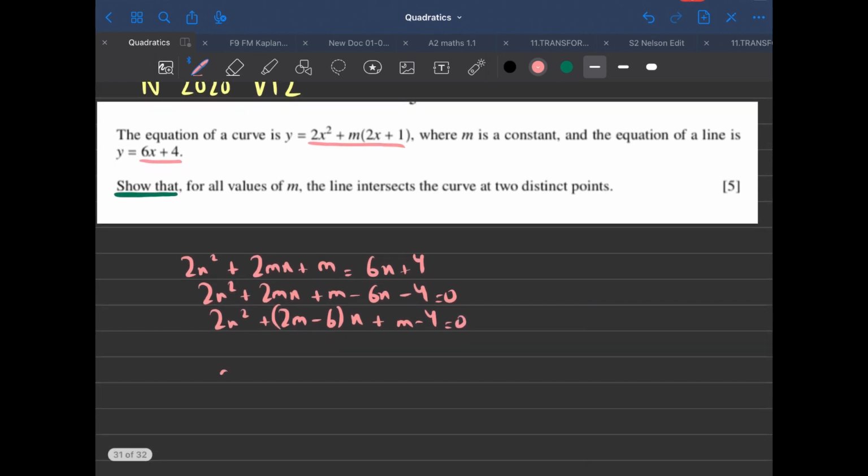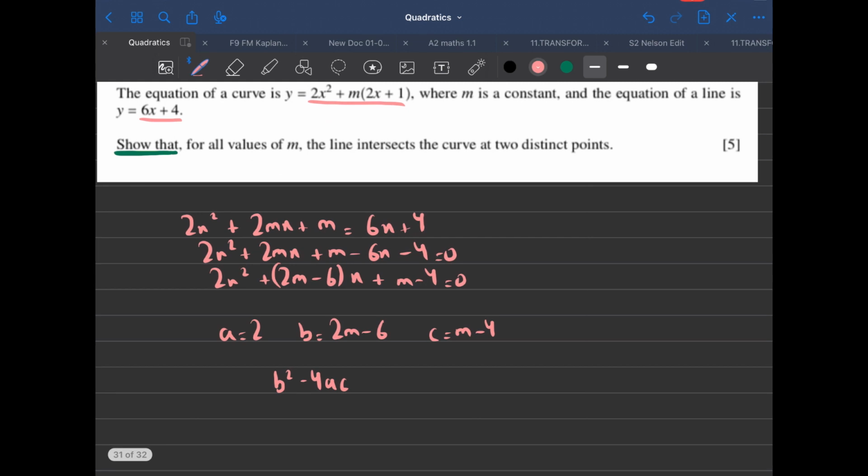Now what's A? A is 2, B is what? 2m minus 6 and C is what? M minus 4. So at two distinct points, it's what? B square minus 4AC greater than 0. Okay, so what's B? 2m minus 6 whole square minus 4 into what's A? 2m minus 4. The 2m minus 6 whole square minus 8m. Then it's going to become 4 2s are 8 and 8 4s is what? Plus 32.